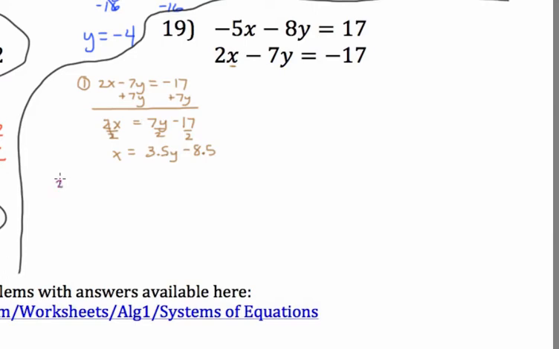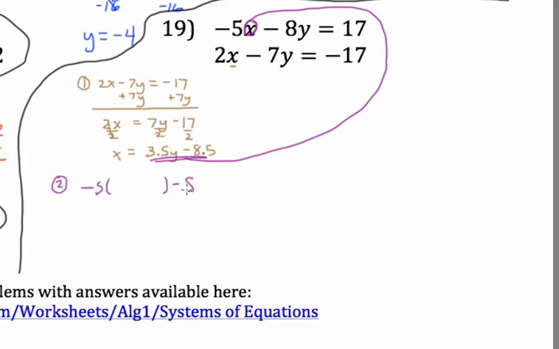Step 2, the substitution step. Take your x equals stuff and put it into the other equation instead of the x. Make sure it's the other equation. You can't use the equation that you just used to find your x equals equation. So it'll look like this. -5, take out the x, and instead put in the x stuff.